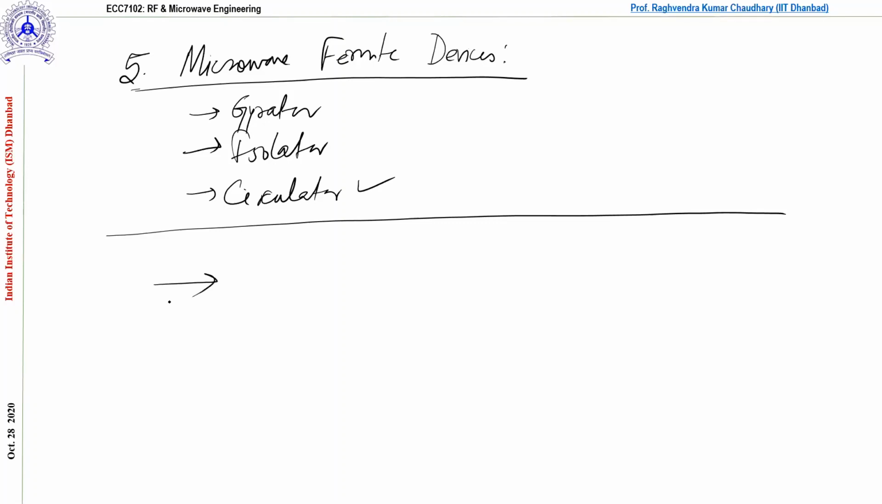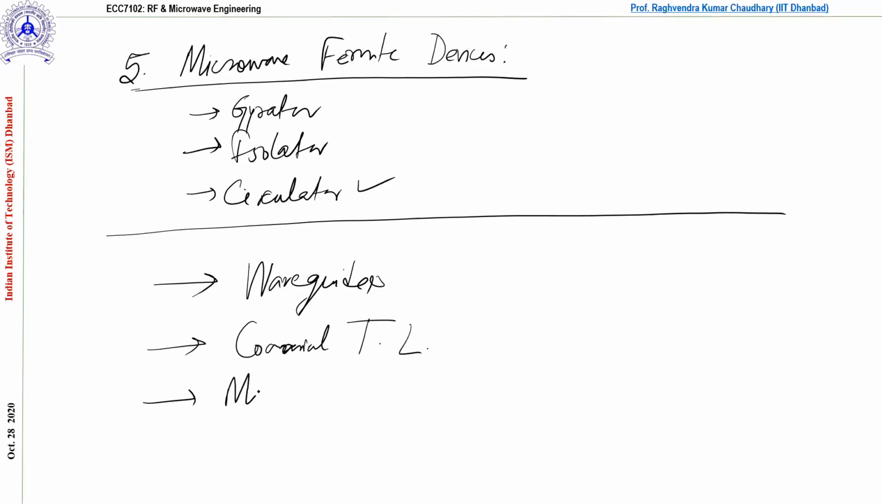So there are technologies involved like a waveguide. Using the waveguides, we can develop these things. Second, we can develop these things by coaxial transmission line. We can develop with the microstrip technology. That's very important nowadays, and strip line in some of the applications. Fine. So this is the thing actually.